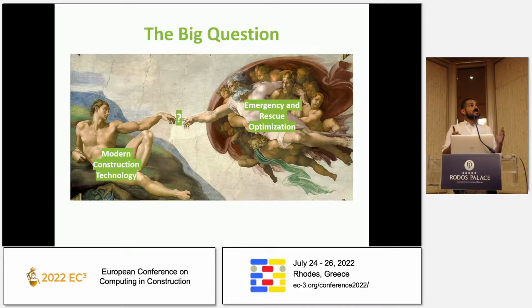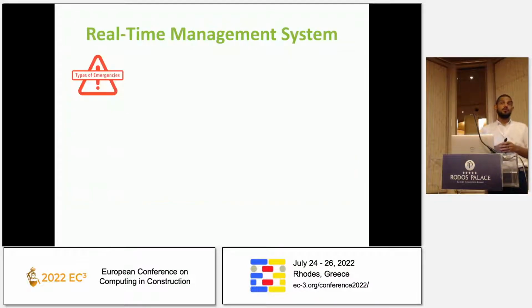At first, I decided to merge that question. First question was, how can I merge modern construction technology with emergency and rescue optimization? That was a very challenging question for me from my point of view. So first, I defined the types of emergencies. For me, I'm going to start with fire evacuation system emergency. That was the main key element for that.